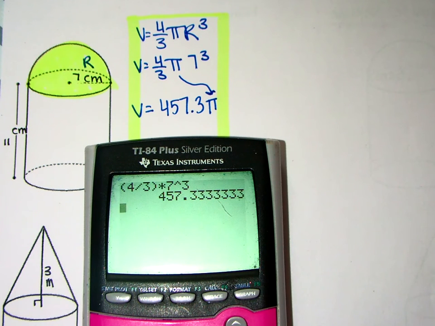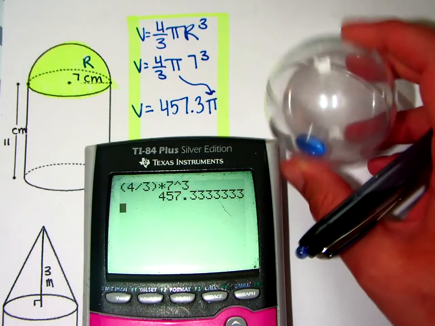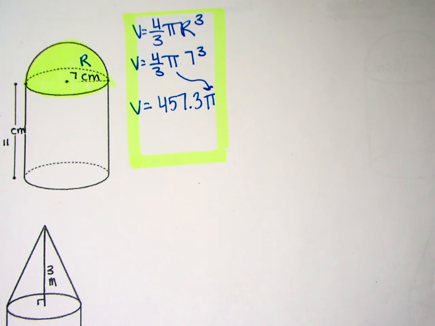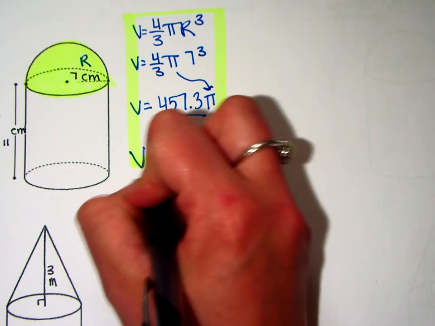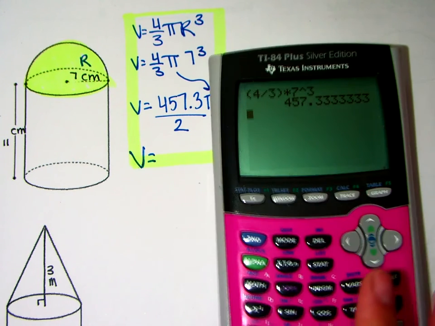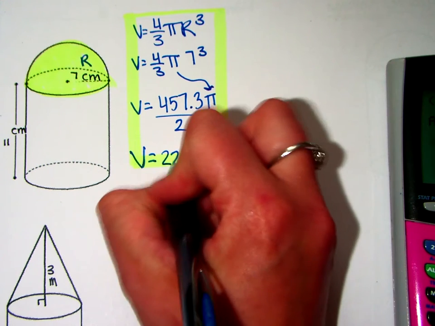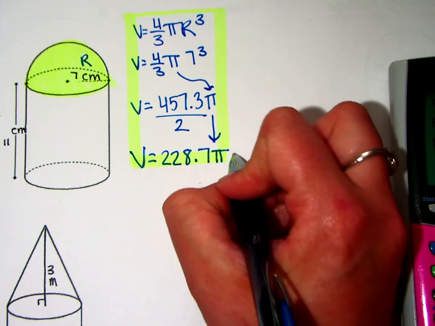This is a very crucial step here. This is a hemisphere, which is half of a sphere. So this formula is the volume of an entire sphere. I don't want the whole sphere. I only need half of it. To show that this is half of the volume, I'm just going to divide my answer by 2. Keeping it in my calculator, divided by 2, I get 228.7. So 228.7, remember pi just comes along, and this is centimeters cubed.